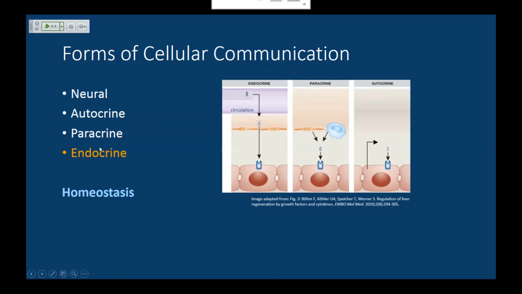The key here is that intercellular communication is obviously necessary to maintain homeostasis. Homeostasis is just a state of relatively constant internal environment. That relatively constant internal environment is what allows you to survive. Your glucose levels have to be in a very narrow range to sustain life. Your blood pH has to be in a very narrow range to sustain life, etc. All of that is maintained from intercellular communication using these mechanisms.